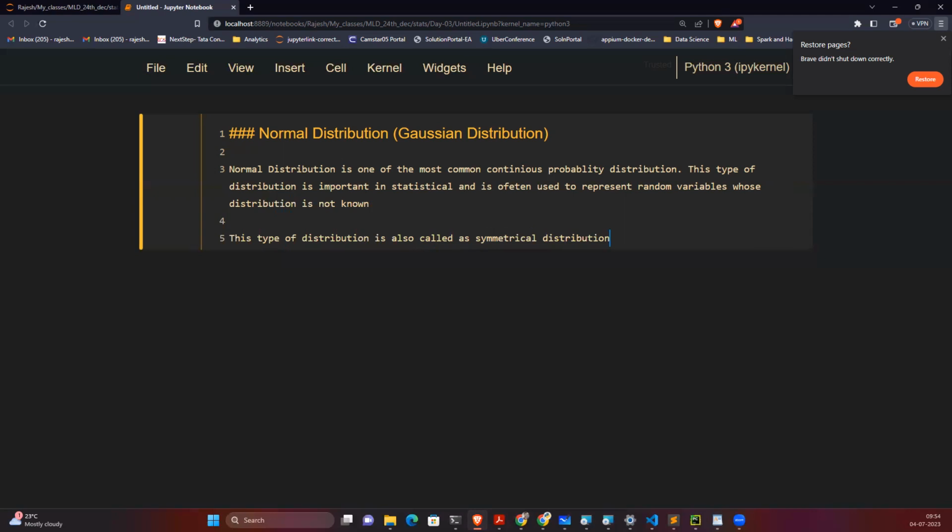Now we are going to discuss standard normal distribution. Normal distribution we understood. Now we are going to discuss another thing, which is called standard normal distribution. What do you mean by the standard normal distribution? Okay, this is pretty much important.